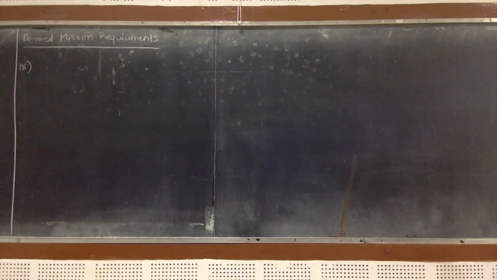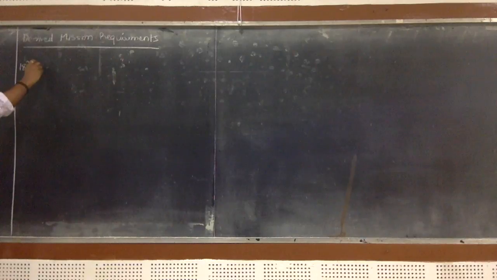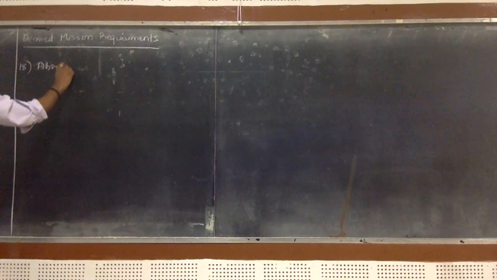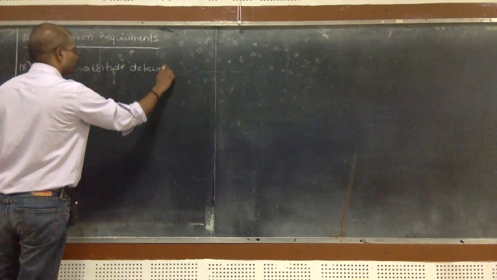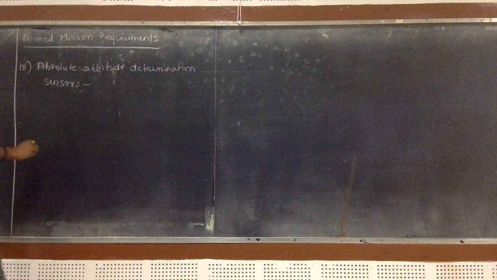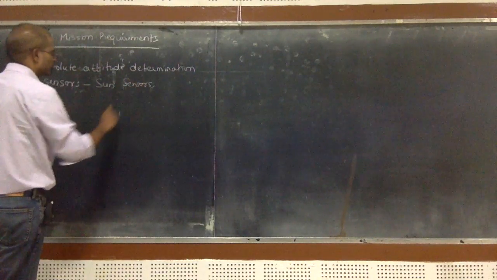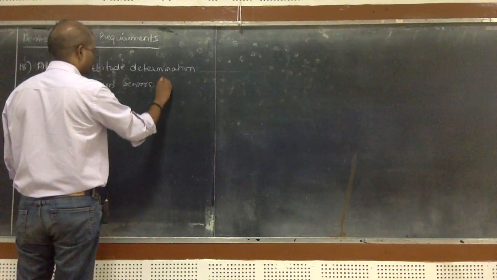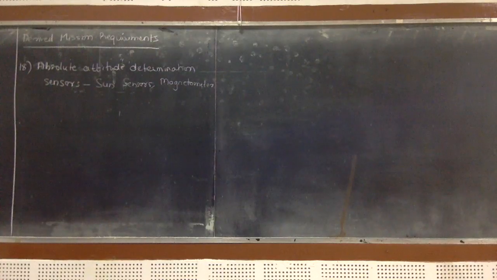How do you do position determination? GPS or accelerometers. You combine GPS and accelerometers. So when you're doing the attitude determination, you need... so this will include sun sensors and a magnetometer.